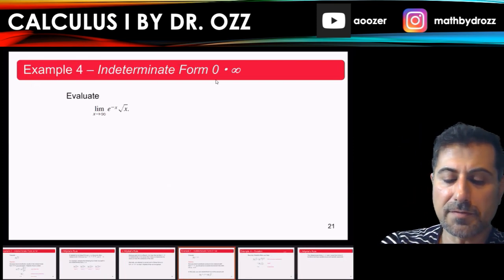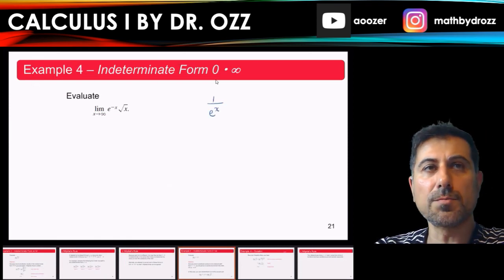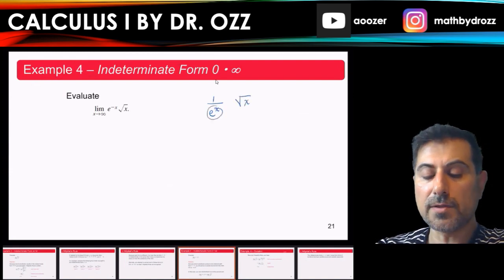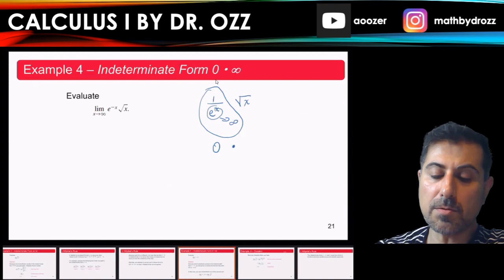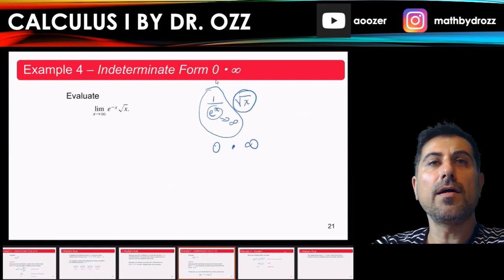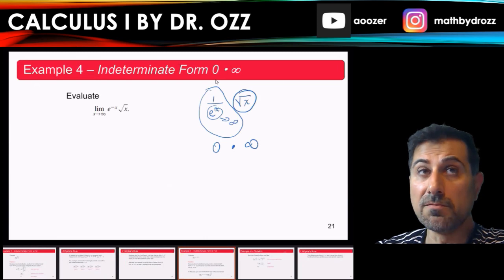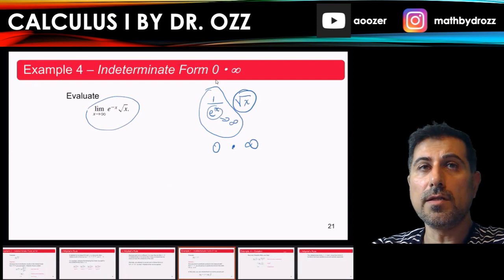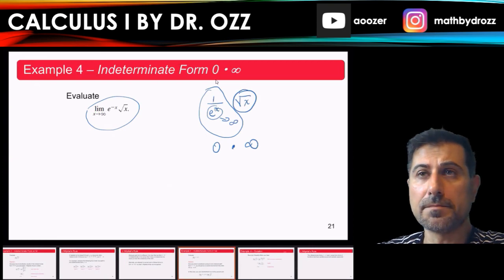So let's check this out. You have e to the minus x, which is in fact 1 over e to the x when you look at the reciprocal, and you have radical x as x approaches infinity. So this bottom approaches infinity, so that this whole term approaches 0, and radical infinity is infinity, so this whole thing is of the form 0 times infinity. To be able to handle this problem, we have to convert this limit into either 0 over 0 or infinity over infinity.